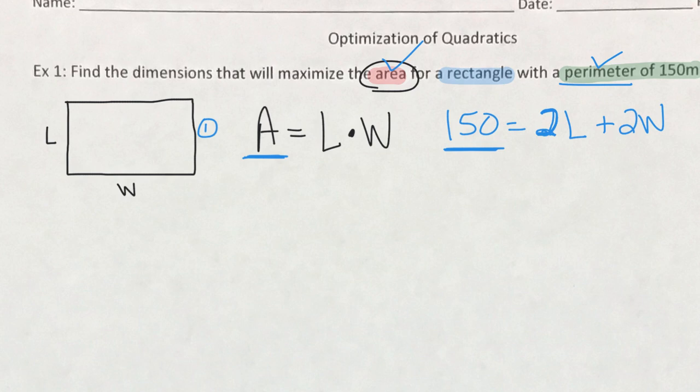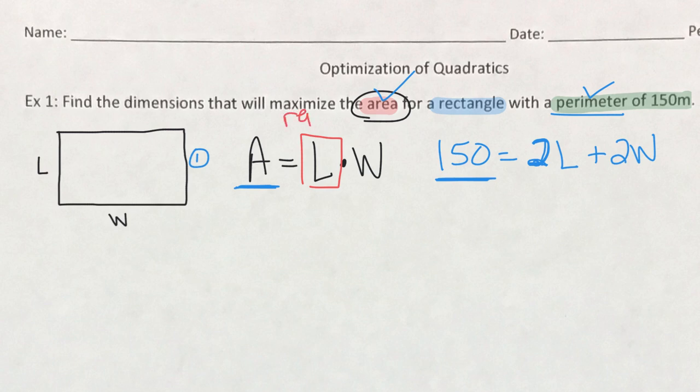Your second step, because it's very procedural and repetitious, is to just make a decision. Do you want to keep L in your problem, or do you want to keep W? Because we can only find one variable at a time. So you have to decide, do I like L better, or do I like W better? It really doesn't matter which one you do. So I'm going to pick, just for fun, to replace my L.